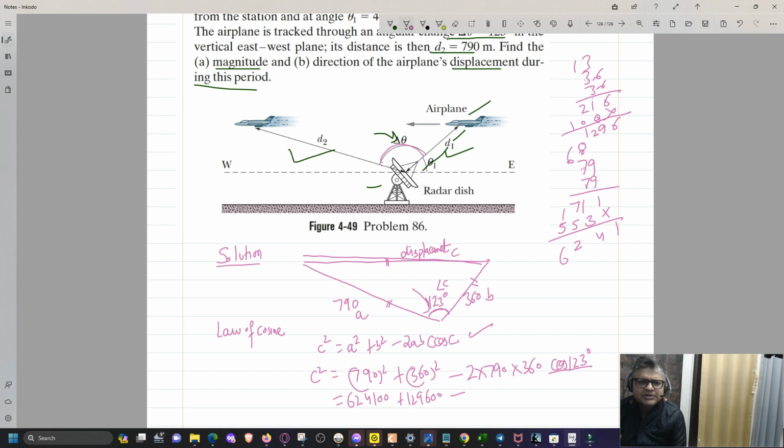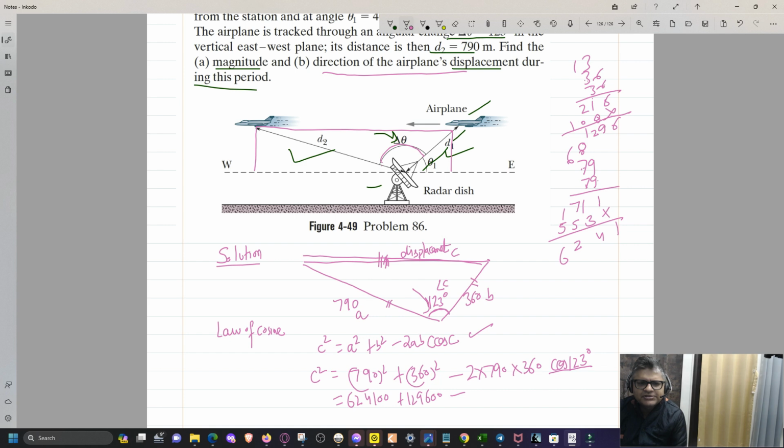Now the second part of the question is, what is the direction of the airplane's displacement during this period? Where is the direction, is the question. If I join these two points, what will constitute the direction of the airplane's displacement during this period? Let's think through this. My assumption initially was that the height is remaining the same throughout, and therefore the angle which it makes with the x-axis is 0 degrees, but I may be wrong in that case.